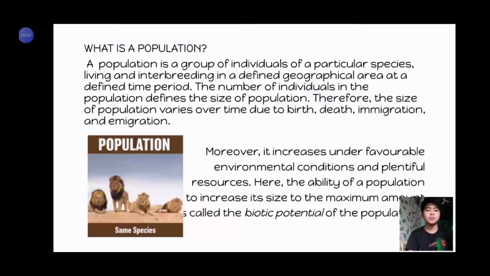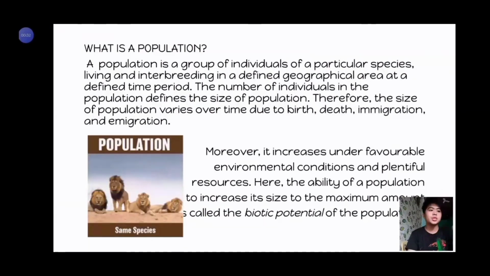Population versus community. A population is a group of individuals of a particular species living and interbreeding in a defined geographical area at a defined time period. The number of individuals in the population defines the size of the population. Therefore, the size of the population varies over time due to birth, death, immigration, and emigration.